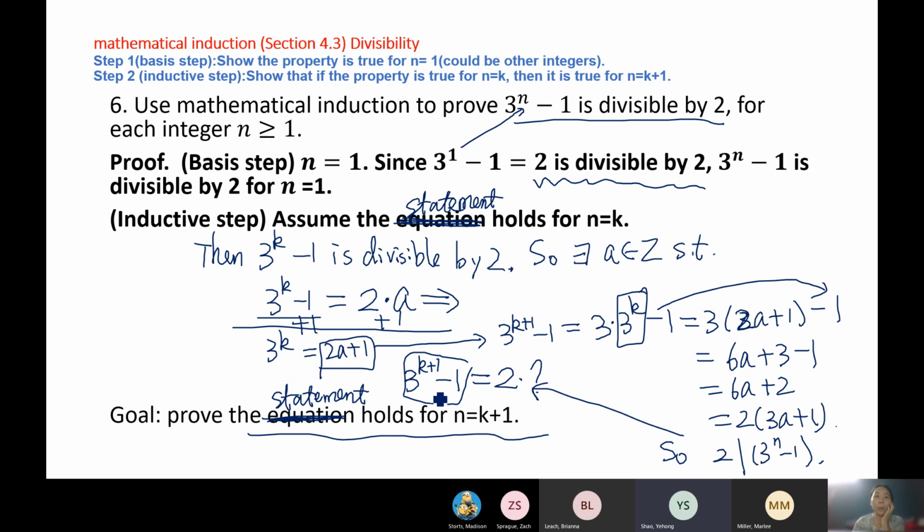All right, but there's another way. I think I saw some students multiply 3 to both sides. From here, you can do that. Okay, so from here, there's a different way. When you get this, you can multiply both sides by 3.